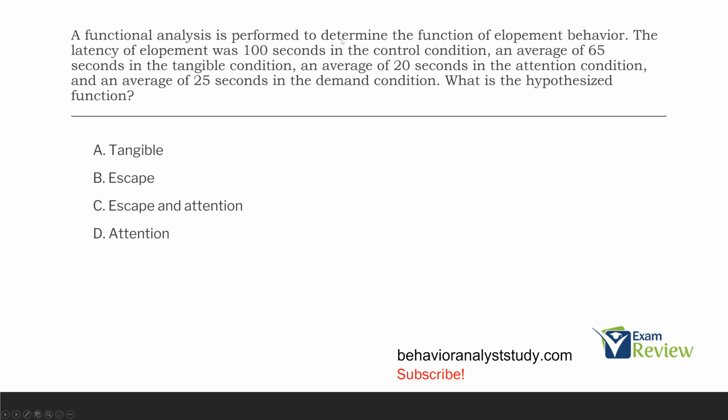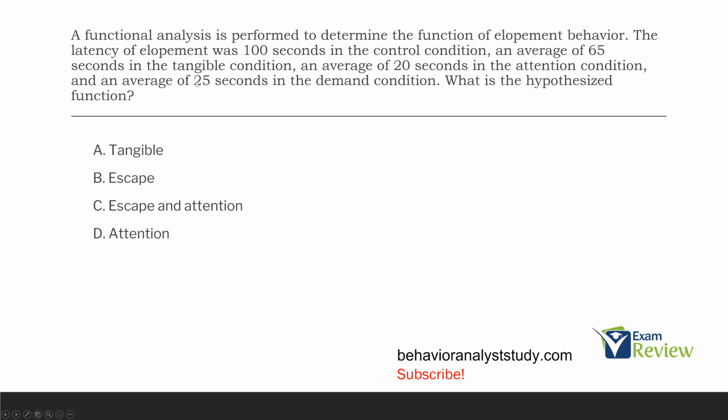If we look at the control condition, latency of elopement was 100 seconds. That condition is not really evoking this elopement behavior, right? If it's taking over almost 2 minutes to elope, it doesn't really seem like the control condition is evoking this elopement behavior. Same thing with the tangible condition, almost a minute, right? Because if we compare it to the attention and demand conditions where elopement is happening on average very rapidly, we would hypothesize that most likely the function of elopement is either attention or escape.